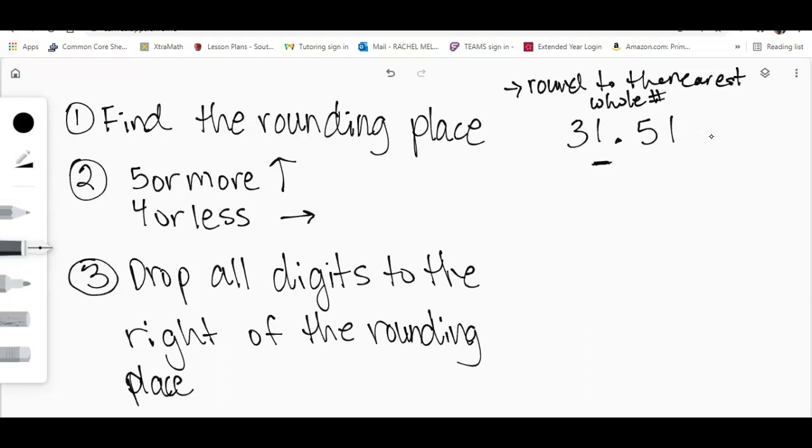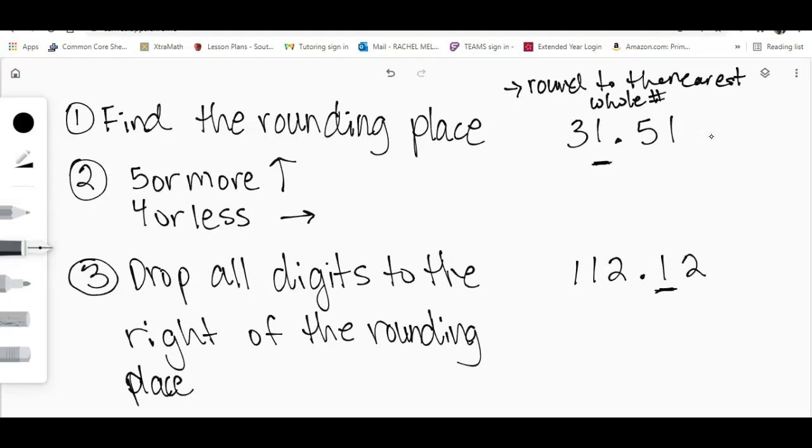Sometimes they give me the direction to round to the underlined place value. So let's say I have 112 and 12 hundredths, and they have the tenth place underlined. Then that is the place that I would round to. So it's really important that you make sure that you're reading the directions, because the directions are going to tell you what place. That's step number 1.